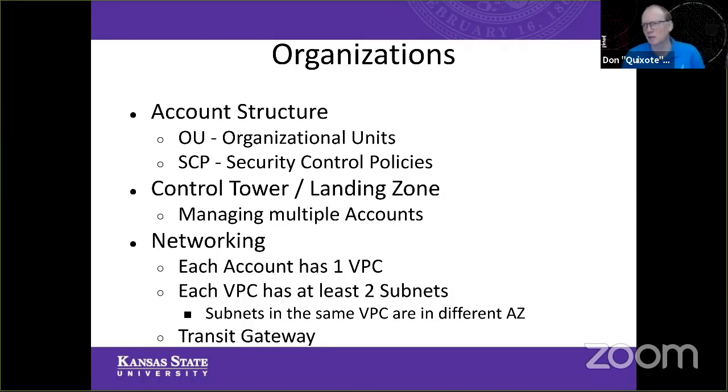And then networking. Each account that needs networking has one VPC. Each of those VPCs has 2 subnets, and those subnets are in different availability zones. So basically, when you spin up a resource you want to be highly available, you put it in 2 different subnets in different availability zones, which equates to different data centers effectively, so that if one goes down, you're still up and running on the other one. We've designed that in to keep that function going.